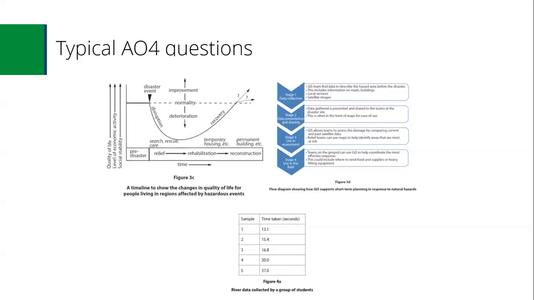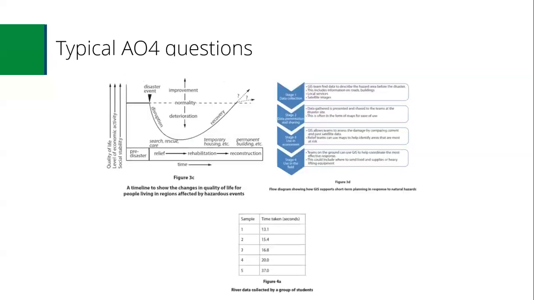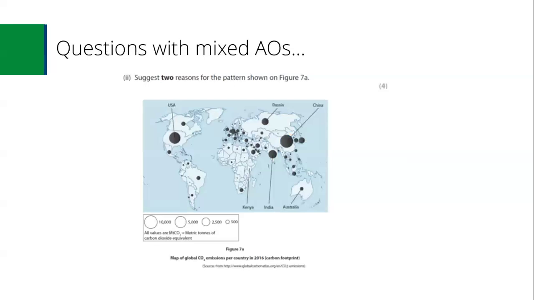So you can see here the resources and what kind of question you might get from this. Here we can see that we've got 3 different resources, and the student has to interpret these, has to consider how they all fit together, but they can use their own understanding from their case studies and apply that to these kind of questions to be able to understand where it takes them. So, for instance, when you have mixed AOs, suggest 2 reasons for the patterns shown here in global CO2 emissions.